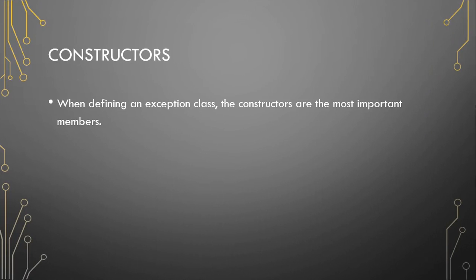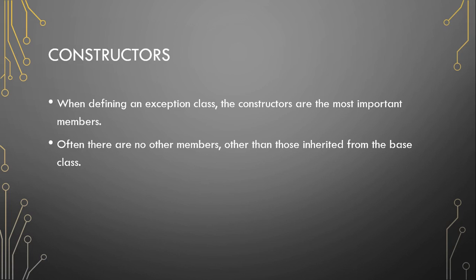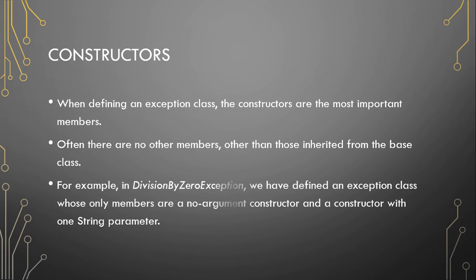All right, let's look at some constructors here. So when you're defining an exception class, the constructors are the most important members. Now, often there are no other members other than those inherited from the base class. So, for example, in our DivisionByZeroException, we have defined an exception class whose only members are a no-arg constructor and a constructor with one string parameter.